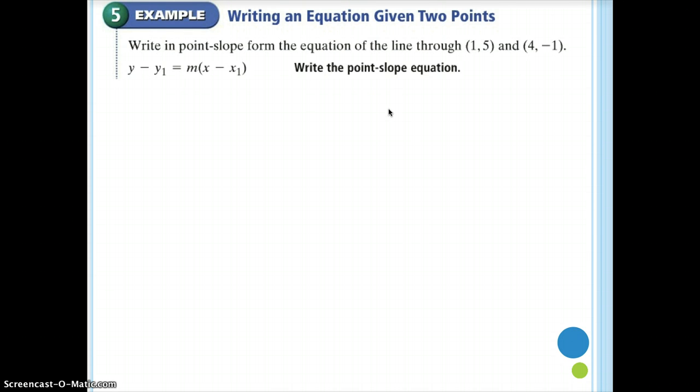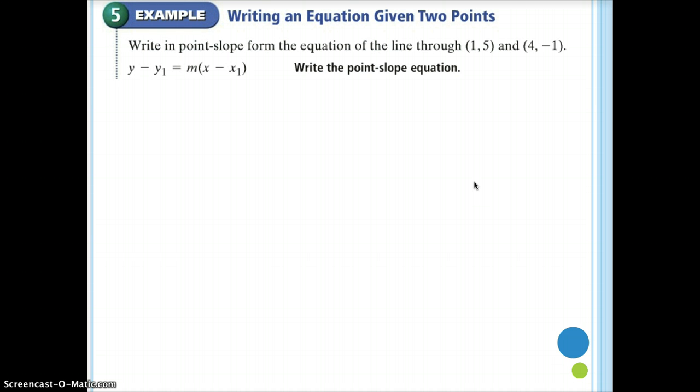Here's the point-slope equation. The first thing we're going to do is use the slope formula, which is y2 minus y1 over x2 minus x1. We'll plug in these values here, here, here, and here into the slope formula. When we do, you should get something like 5 minus -1 to give us 6 on the numerator, over 1 minus 4 to give us negative 3 on the denominator. 6 over negative 3 will reduce to give us negative 2 as our slope.